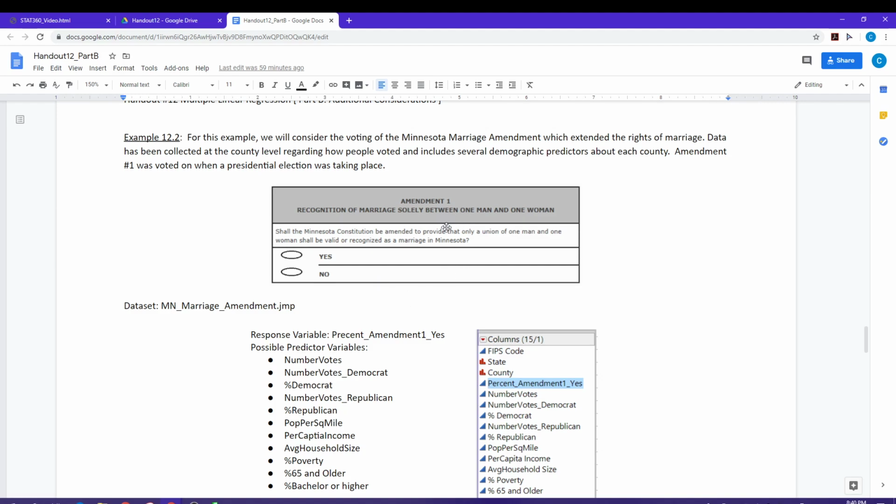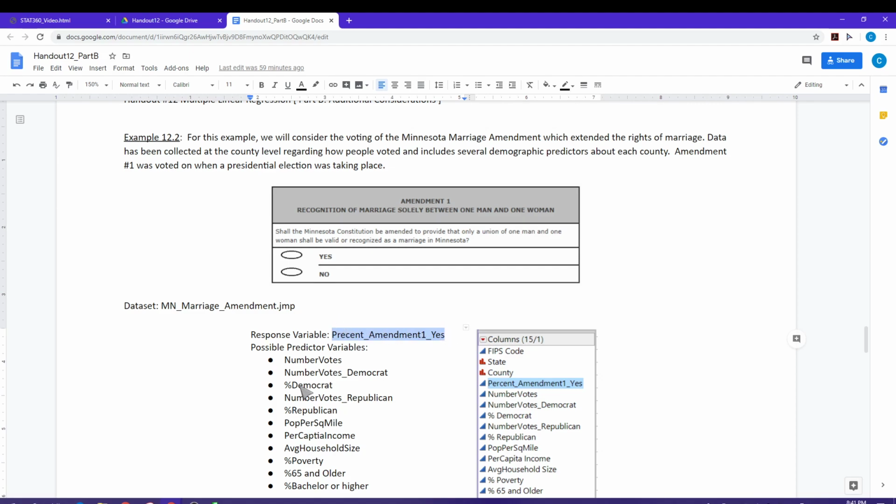Amendment 1 here asked: shall the Minnesota Constitution be amended to provide that only a union of one man and one woman should be valid? So voting yes here means that they do not want marriage for gays and lesbians. This is saying that it's between one man and one woman. So that's percent yes here.